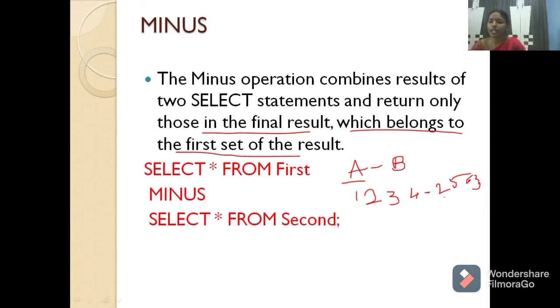So is 2 there here? So 2 will be subtracted. Next 5, no; 6, no; 3. So 3 is there. So these two will be subtracted. In the result set, you will get the numbers 1, 4.